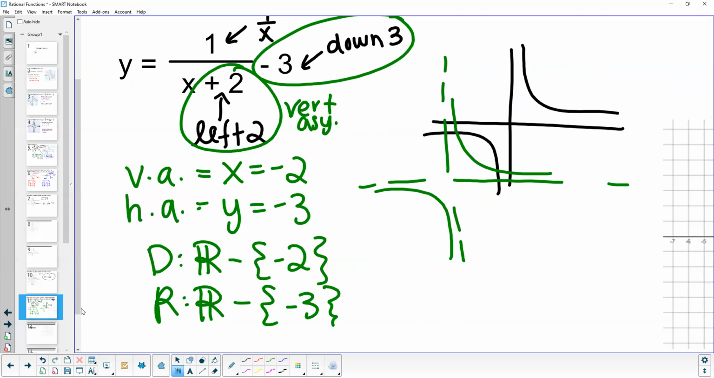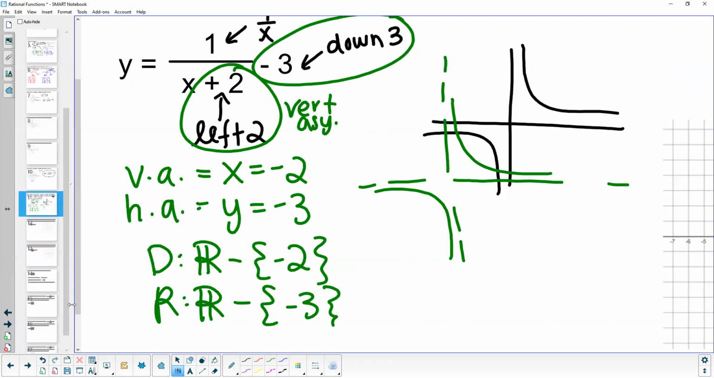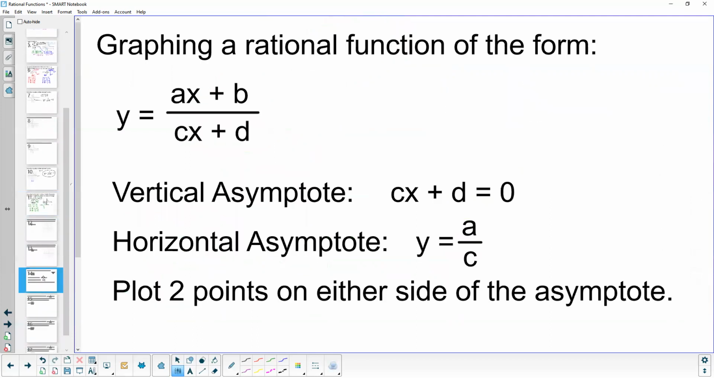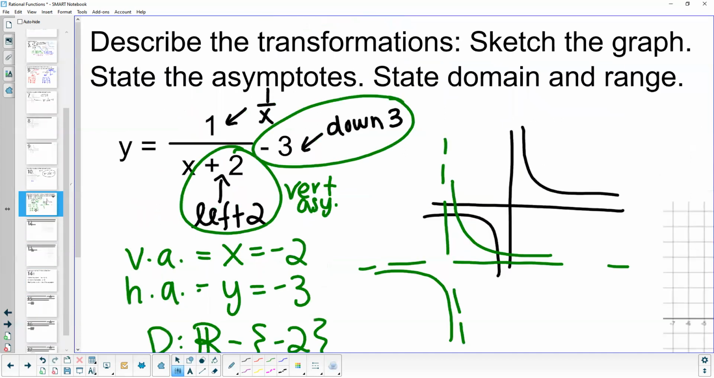If you have questions, feel free to ask, but please check out the next video in which we look at some functions that aren't written in this standard form here. We're going to end up looking at some functions that look like this and figure out how we can graph those. So please check out the next video in which we do that.